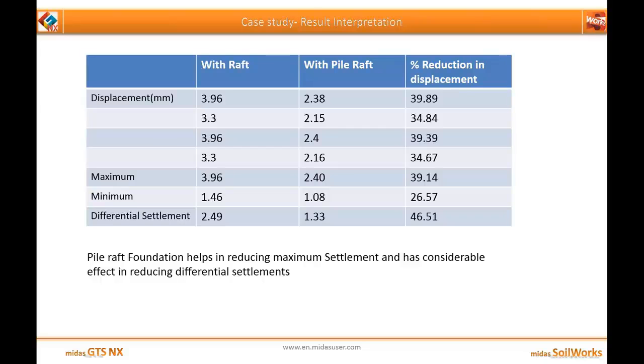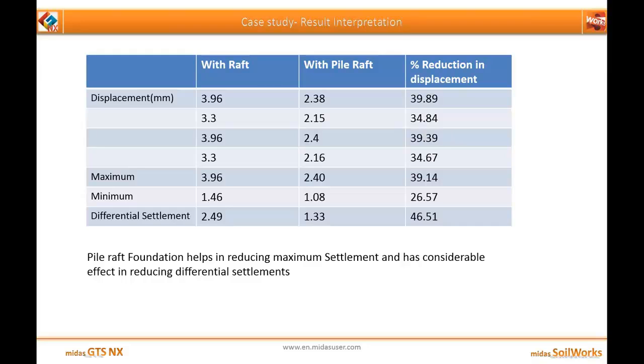Now let us do the result interpretation for the case study which we have done. So I've selected few nodes, and you can see that the percentage reduction in the displacement varies between 35 to 40%. Now the most important thing for us was the differential settlement. So you can see that the maximum displacement with raft was coming as like 3.96 mm. With pile raft it was coming as 2.40. So the percentage reduction was almost 39.14.